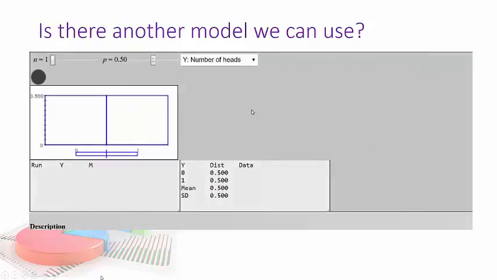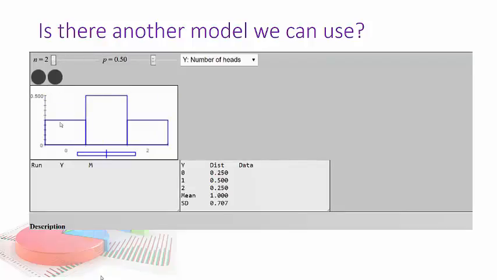This is a virtual simulation for flipping a coin. So here it shows one flip and the probability distribution for the number of heads. For one flip, you get 0 heads half the time and 1 head half the time. If I go to 2 flips, then you get 0 heads a quarter of the time. You can see it here. 1 head half the time, 2 heads a quarter of the time.